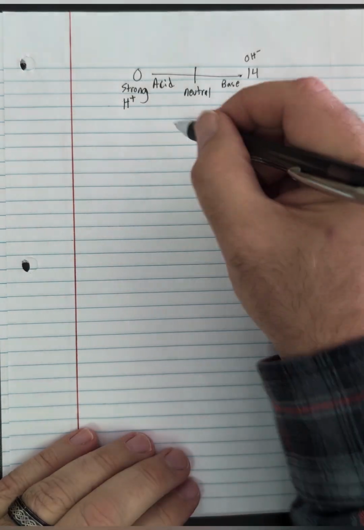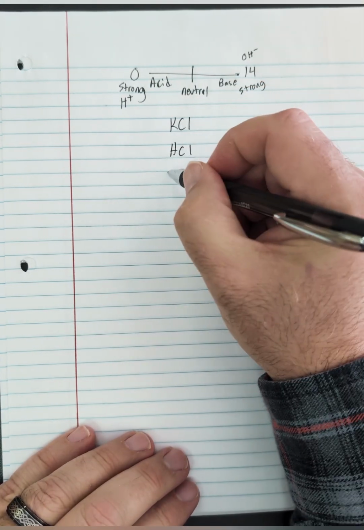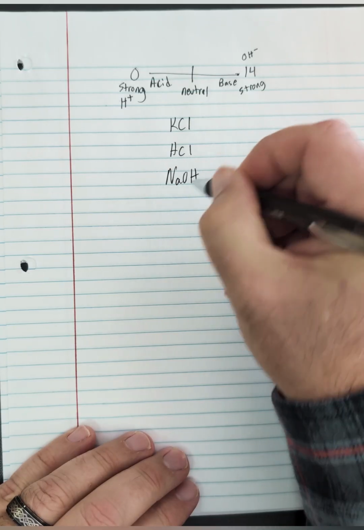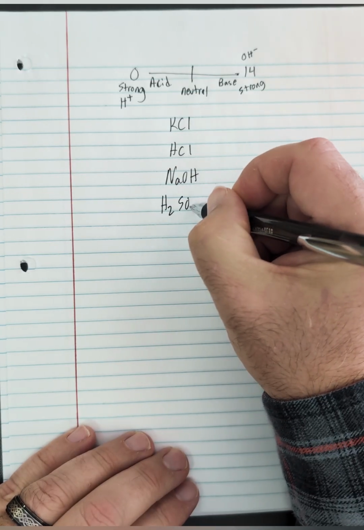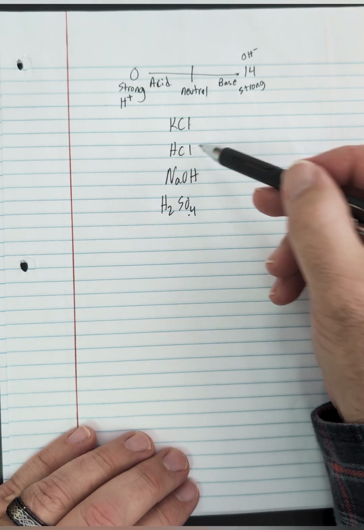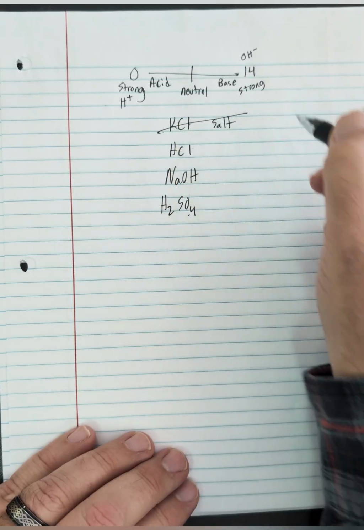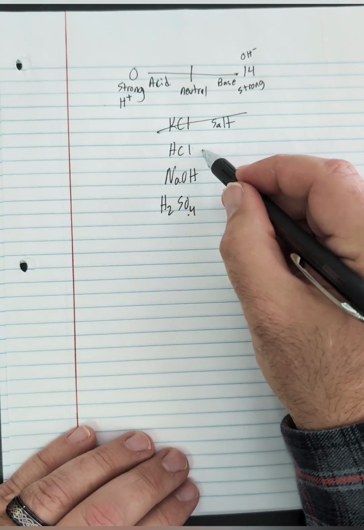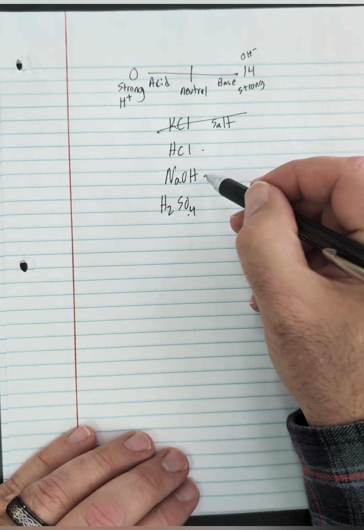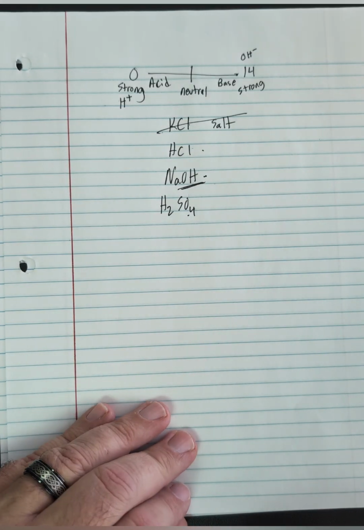In both cases, they're going to be ionic, not covalent. So like KCl or HCl or NaOH or H2SO4. These are acids, well, no, that's a salt. That's not an acid or a base. And NaOH is a base because it's going to give off that OH.